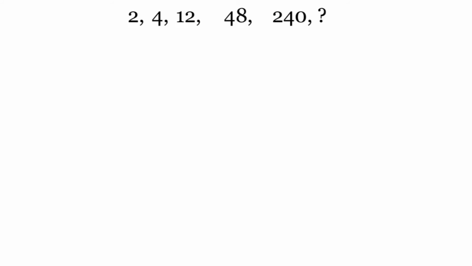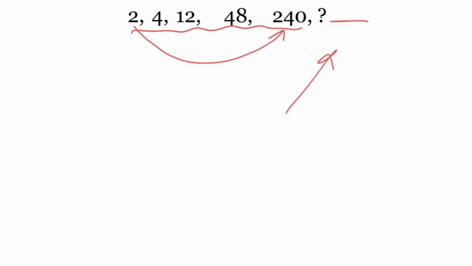2, 4, 12, 48, 240 and find the next term. In this series, in a span of just 4-5 terms, 2 is becoming 240. So it is increasing rapidly. So don't go for differences, just find ratio.